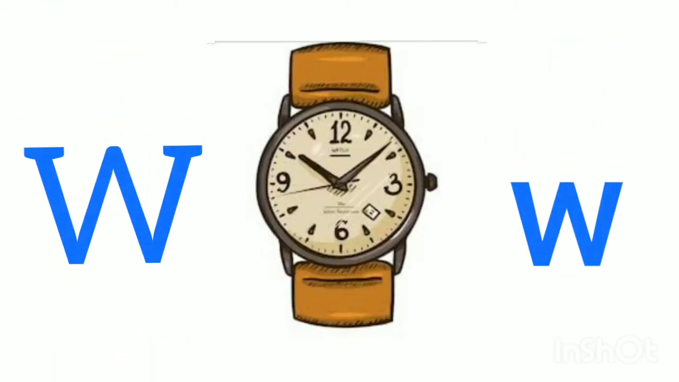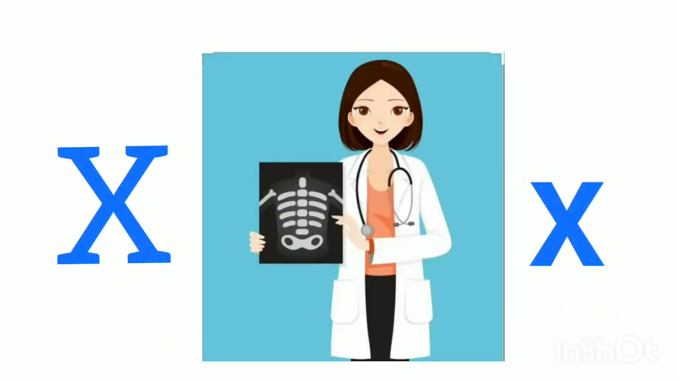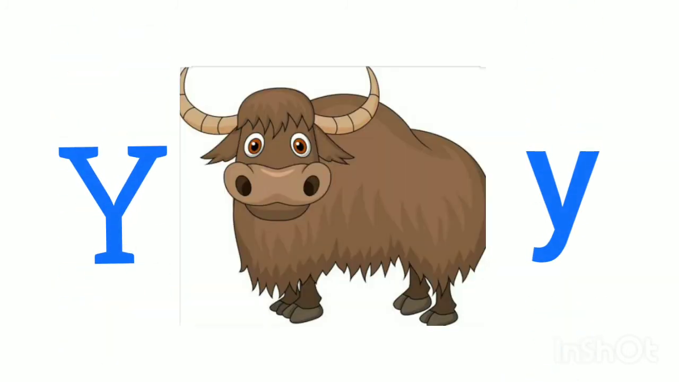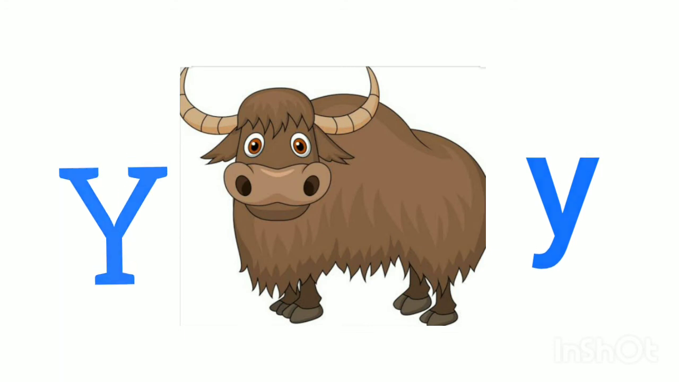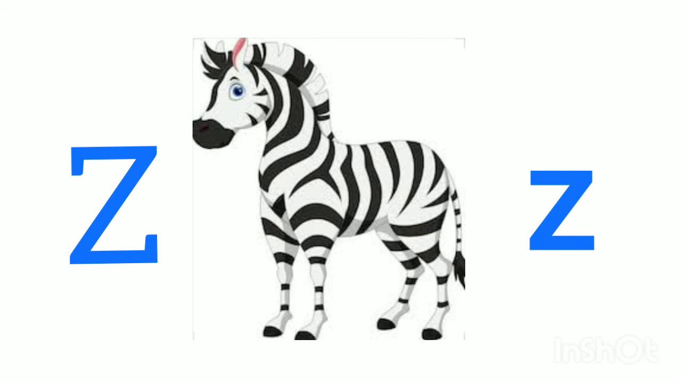W for watch. W makes W. X for X-ray. X makes X. Y for York. Y makes Y. Z for zebra. Z makes Z.